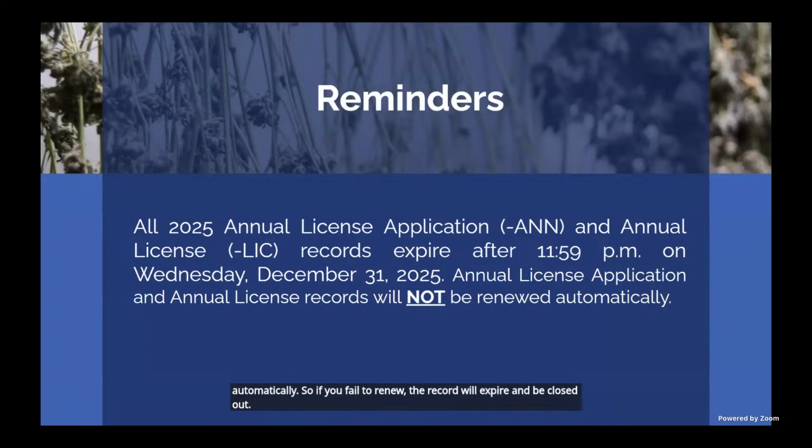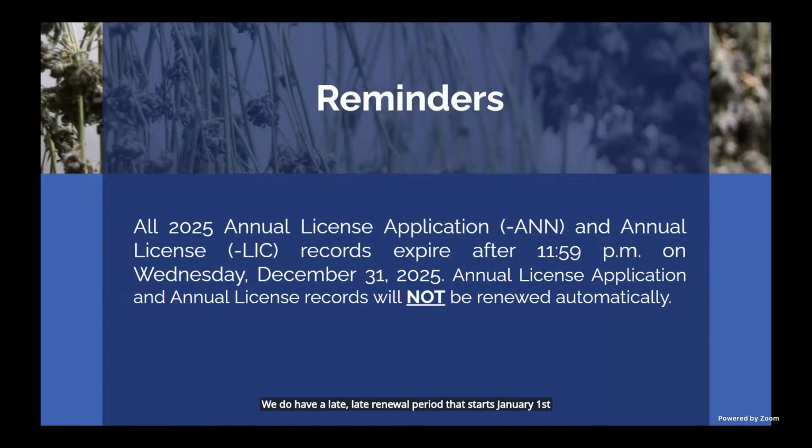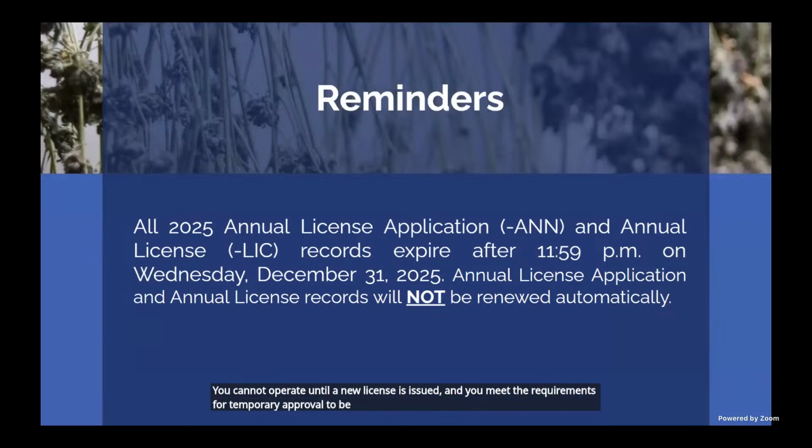We do have a late renewal period that starts January 1st. For folks that allow their records to fully expire, if you previously had an operational status of temporary approval, you cannot operate until a new license is issued and you meet the requirements for temporary approval to be reissued.